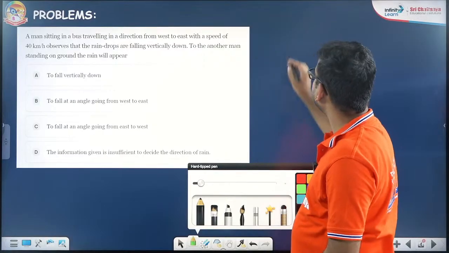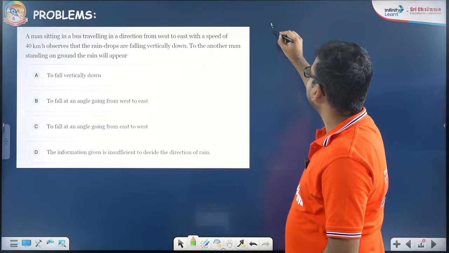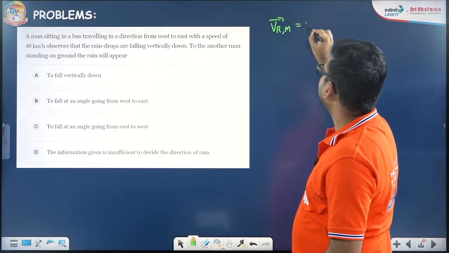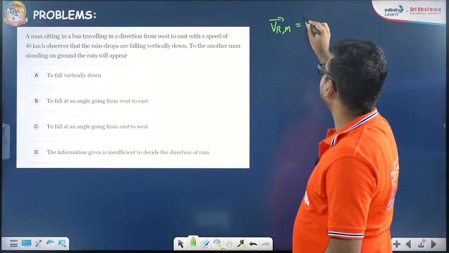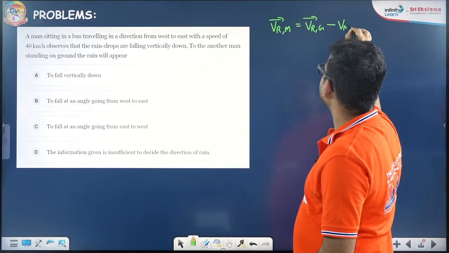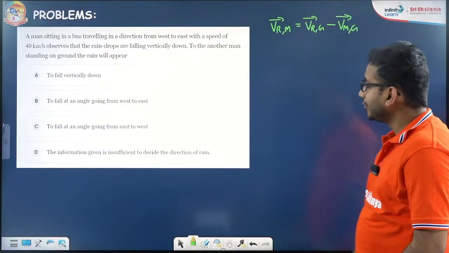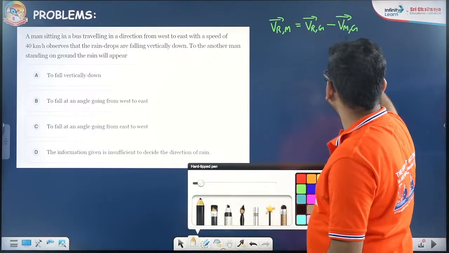Then you need to keep in mind that the velocity of rain with respect to man will be given by the velocity of rain with respect to ground minus the velocity of man with respect to ground. Okay, velocity of man with respect to ground.